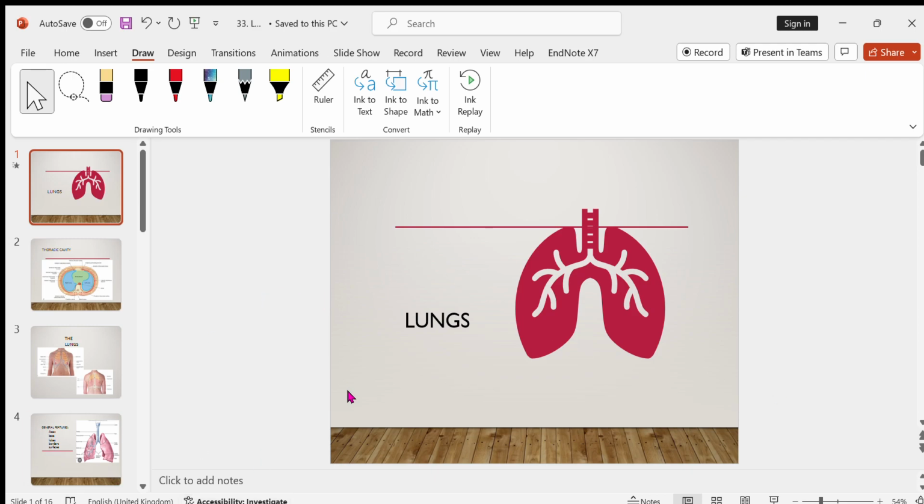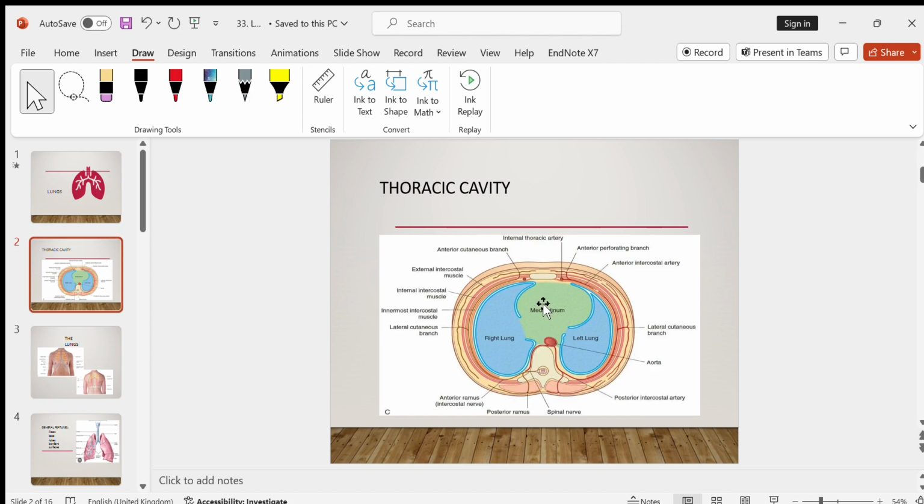So, today's topic is lungs. What are lungs? Lungs are basically the viscera that are lying in the thoracic cavity. So, here in this picture, we can see that this is the thoracic cavity that is bounded in front by the sternum, on the sides by the ribs, and posteriorly we have the vertebra, the thoracic vertebra.